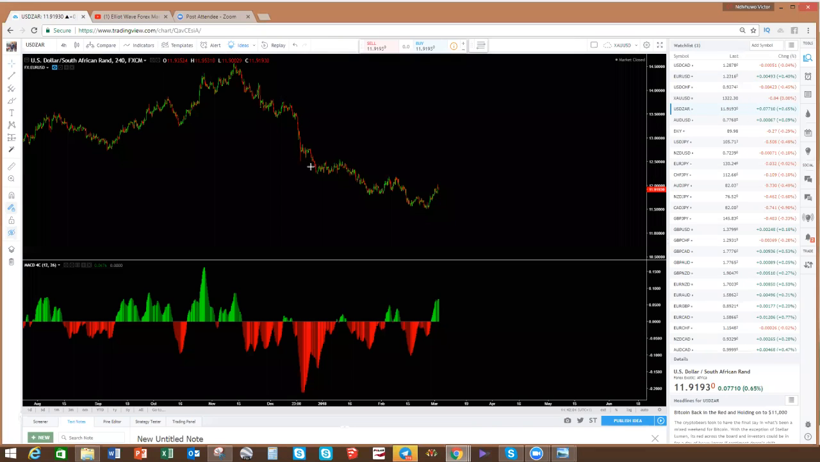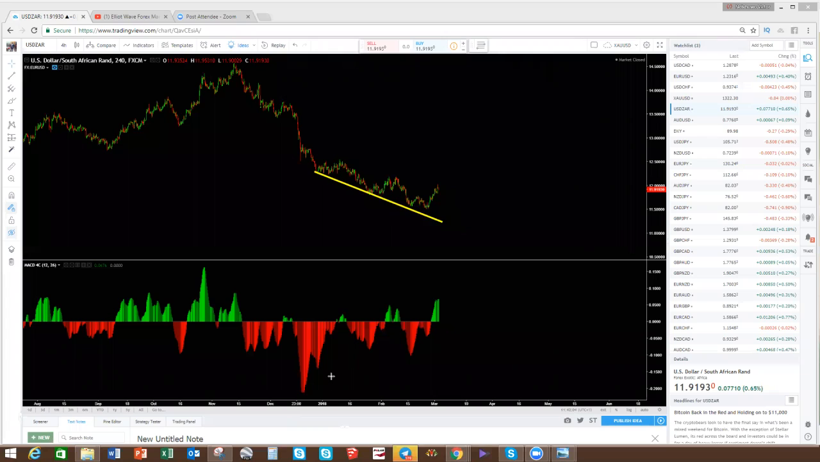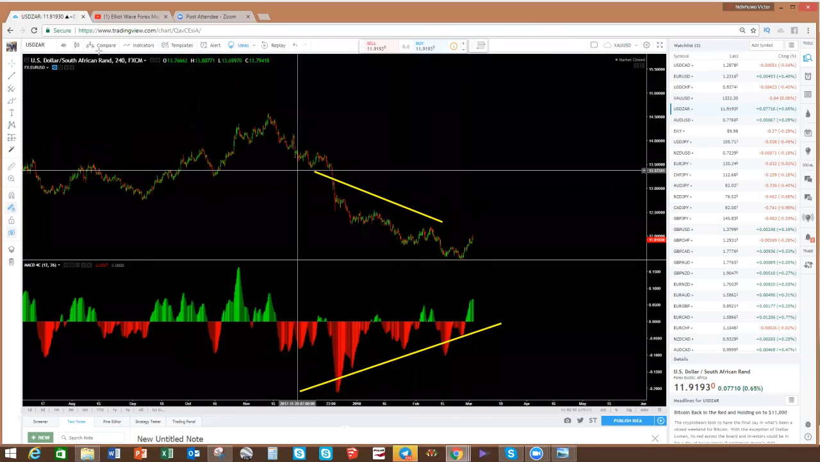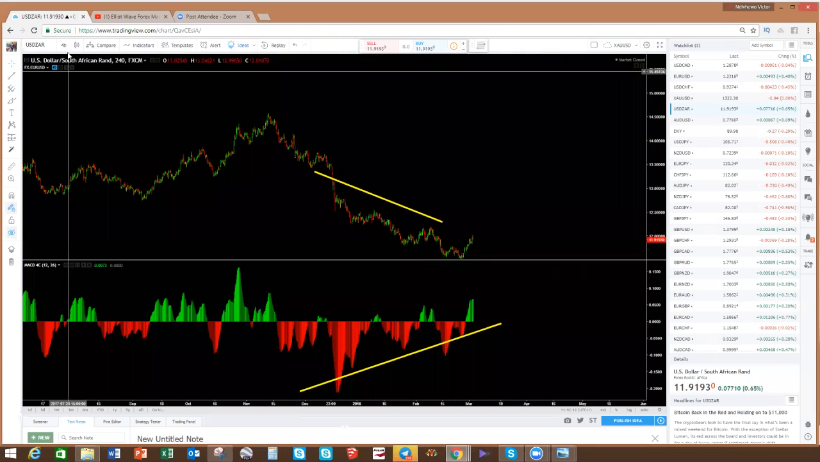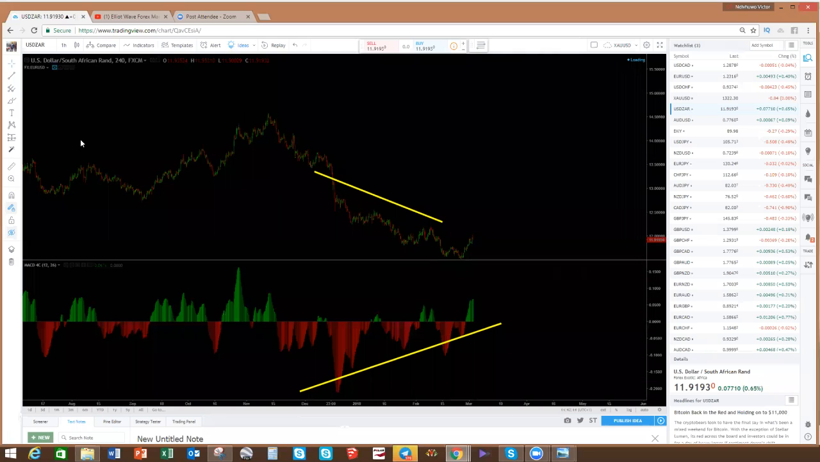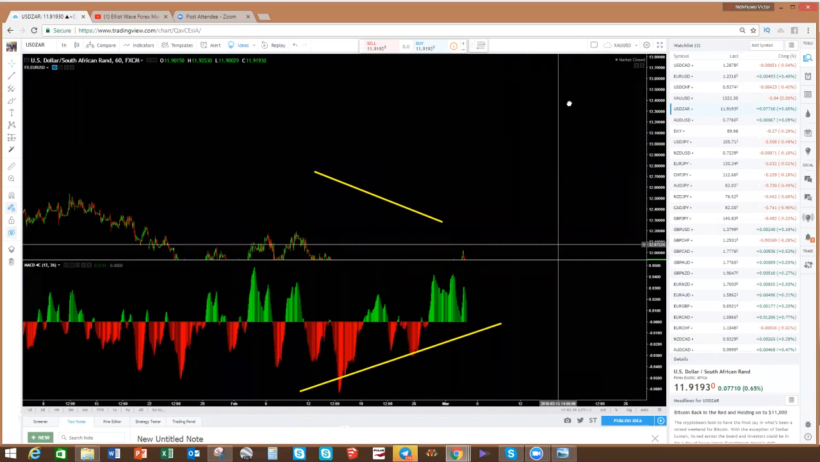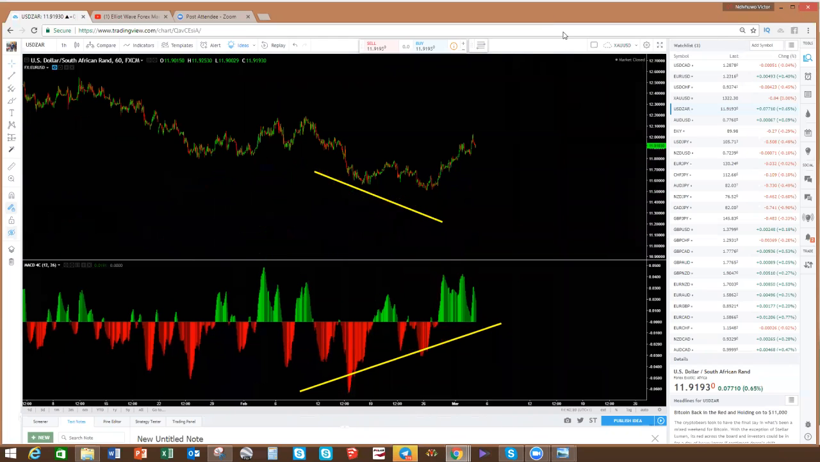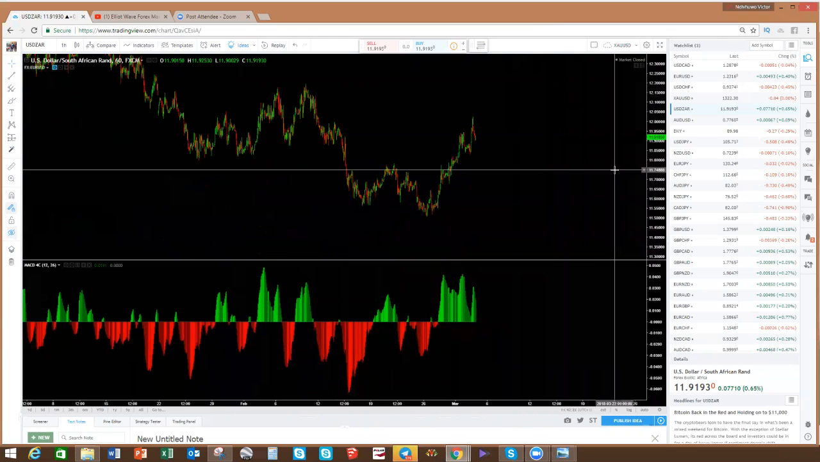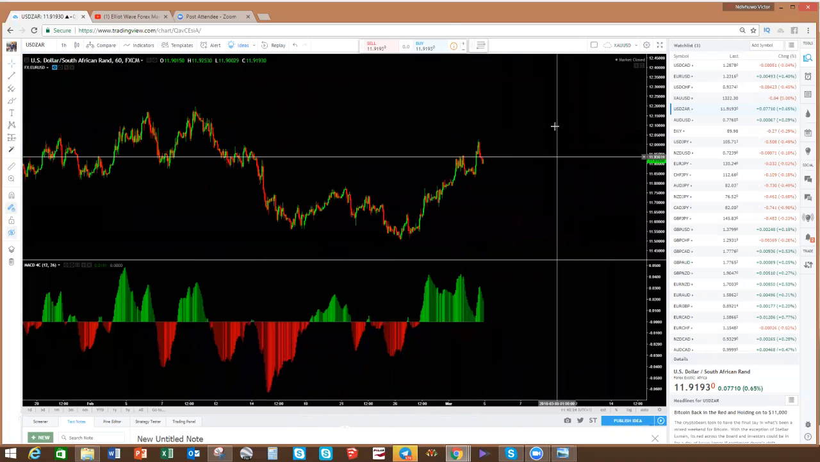Last week I said start looking for upside here. Look at how strong this divergence is. We're now above the line. So now, if I go into the 1 hour time frame, what is the trade in the next week?